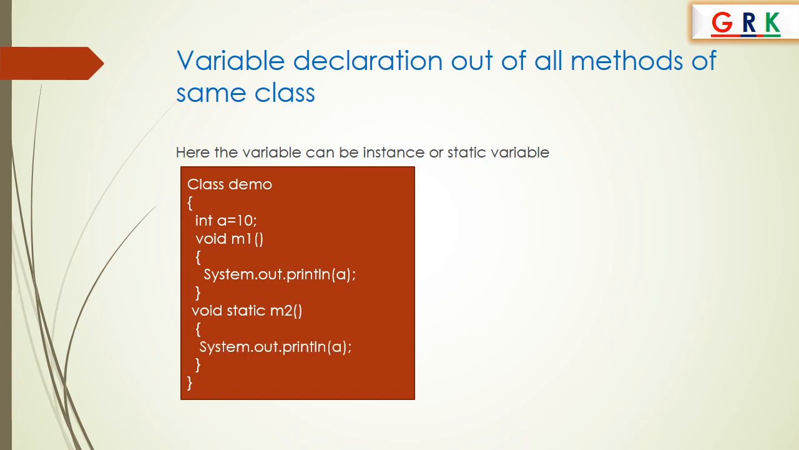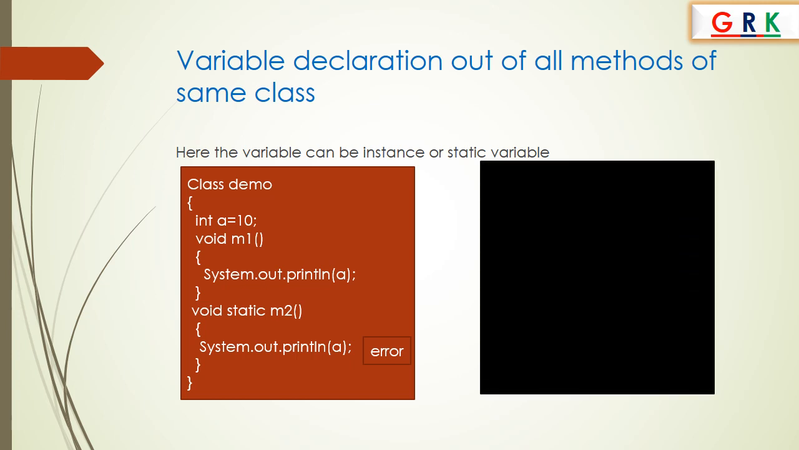But coming to m2, m2 is static, so in the static method that instance variable cannot be accessed. If we try to print variable a in the m2 method, it causes an error, because m2 is static, and in a static method instance members cannot be accessed. So this is about an instance variable declared outside of all methods but within the same class.